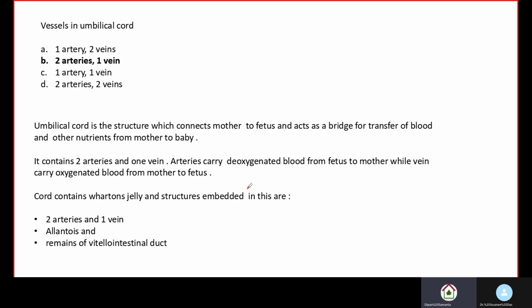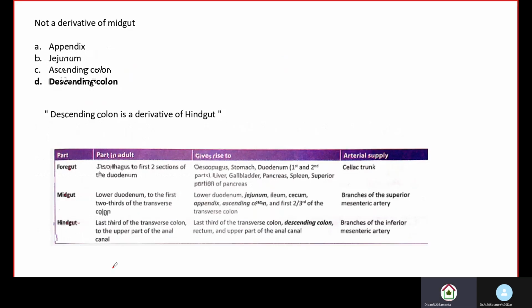So umbilical cord is the structure that connects mother to fetus and acts as a bridge for transfer of blood and other nutrients from the mother to baby. Now it contains two arteries and one vein. Arteries carry deoxygenated blood from fetus to mother, while vein carries oxygenated blood from mother to fetus.